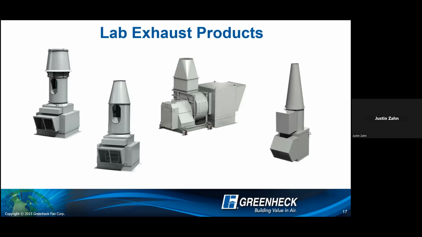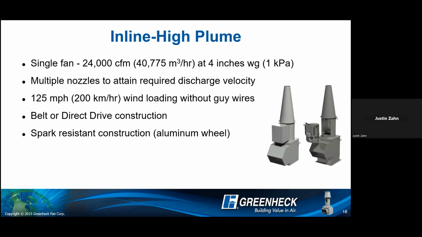So moving on now, we'll actually get into some of the products themselves. We'll start with the smaller inline product, the Vector H. This is one of the products that you will see used for smaller jobs out in the industry. We have single fans capable of doing right around 24,000 CFM up to about 4 inches of pressure. These fans, again, come with 125 mile an hour wind load rating, belt or direct drive construction.